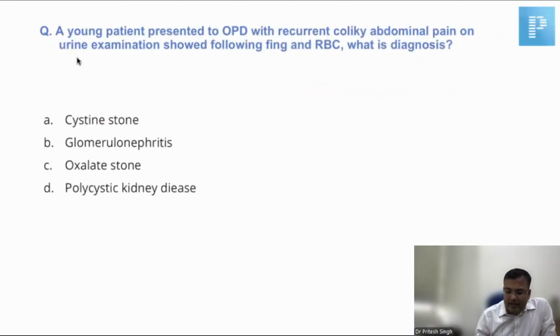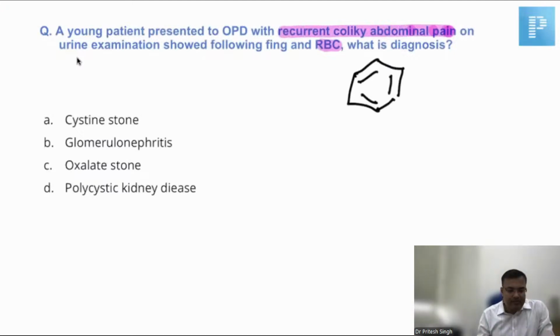Right? Next, young patient presented to OPD with recurrent colicky abdominal pain. On urine examination showed following figure and RBCs. What's the diagnosis? One student was telling me that, sir, hexagonal crystal was there. Guys, it was hexagonal crystal. There was hexagonal crystal in the image. We are discussing all the questions. Okay, benzene ring, both shift 1 as well as shift 2, guys. So yes, it was benzene ring or hexagonal crystal.